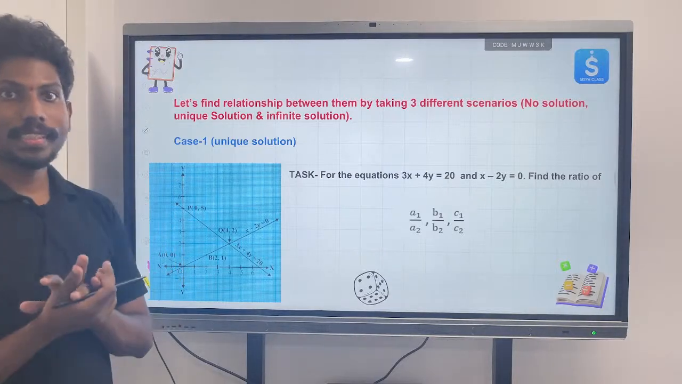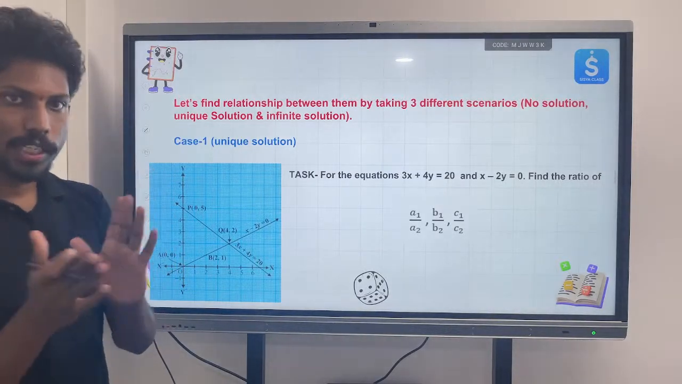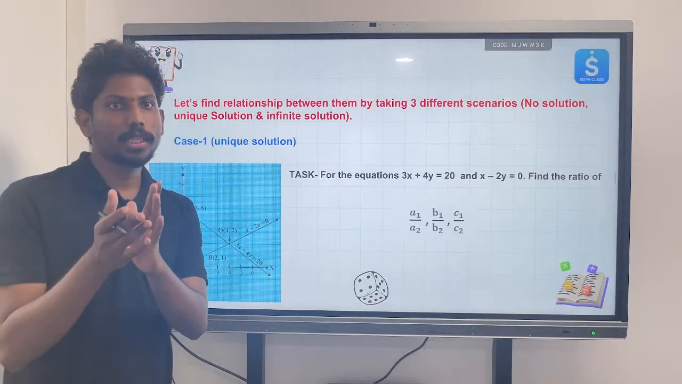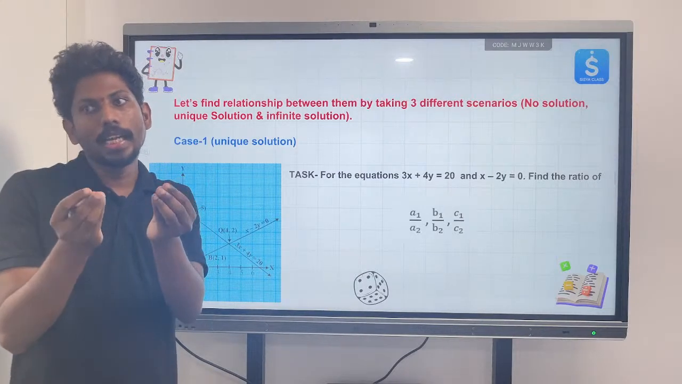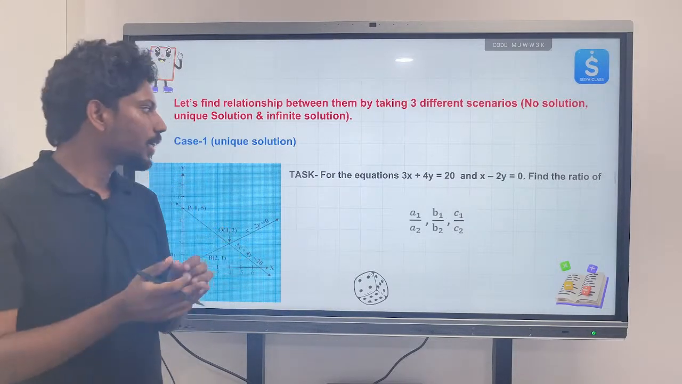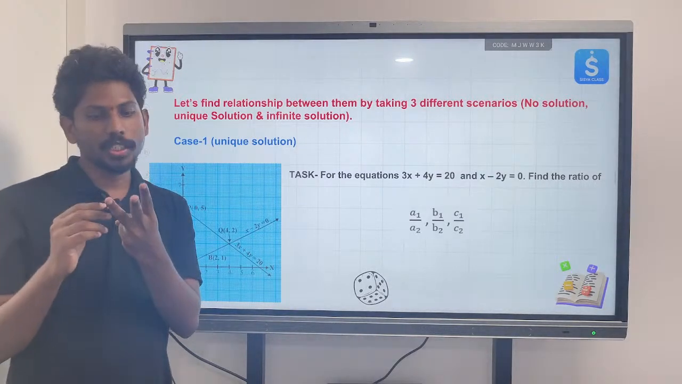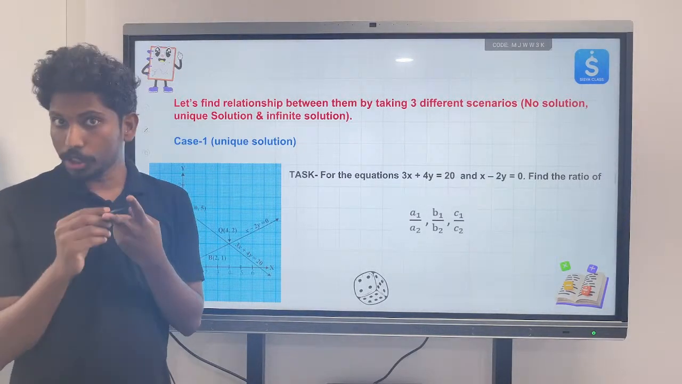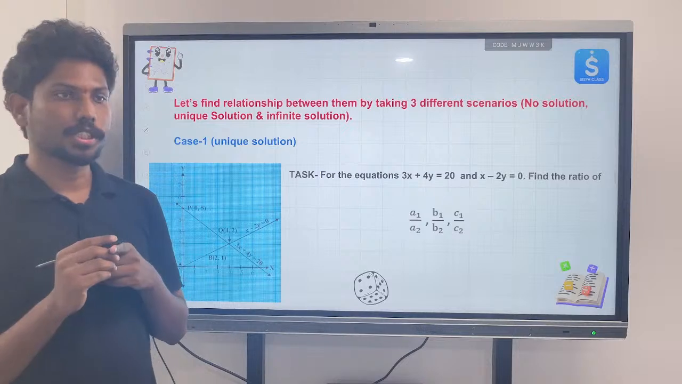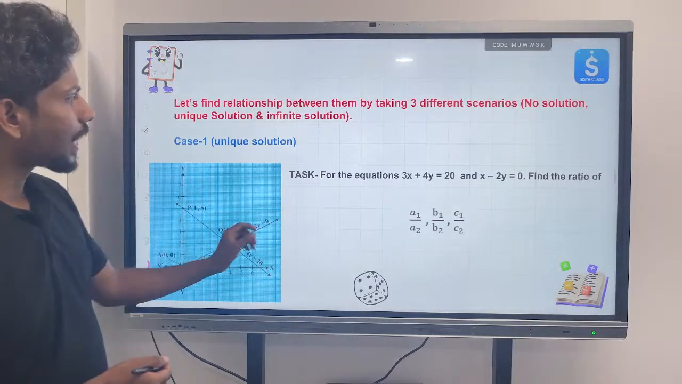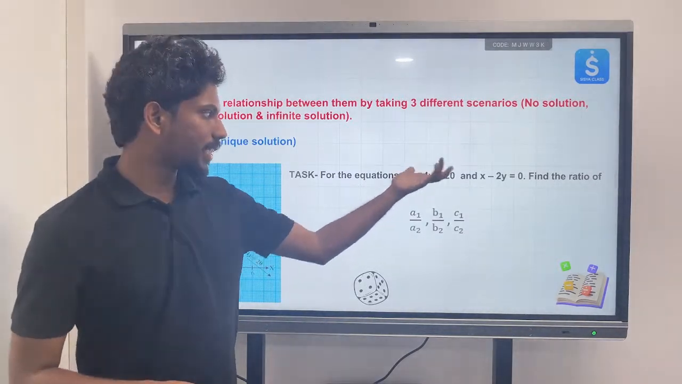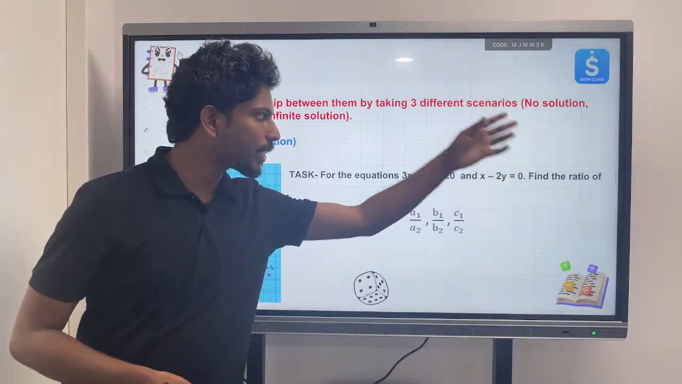Just before, I said there is a magic, right? Without even plotting a graph, we can actually find out a relation: how are the two lines connected with each other, right? Now let's try to see this. I said three cases: a unique solution, no solution, and infinitely many solutions. Now I have already given you the answer actually. So I have taken two equations, 3x plus 4y equals 20, x minus 2y equals 0.